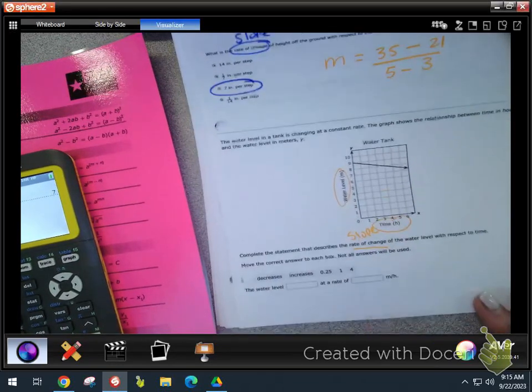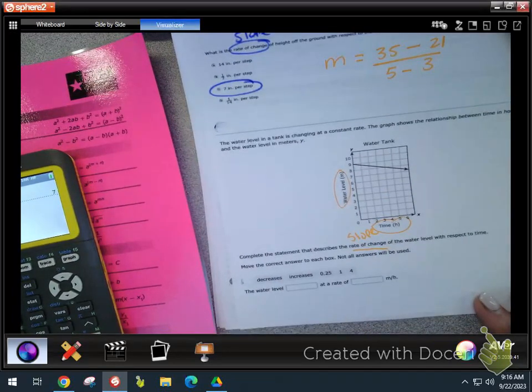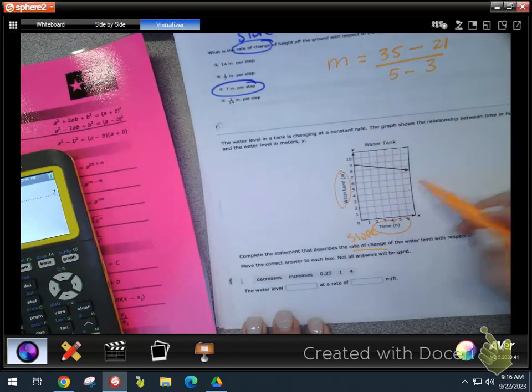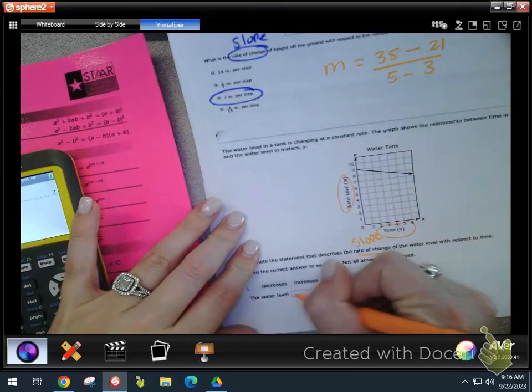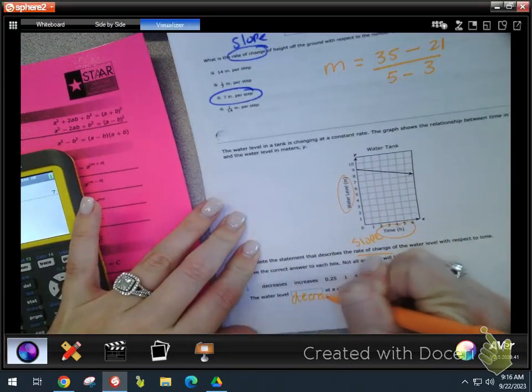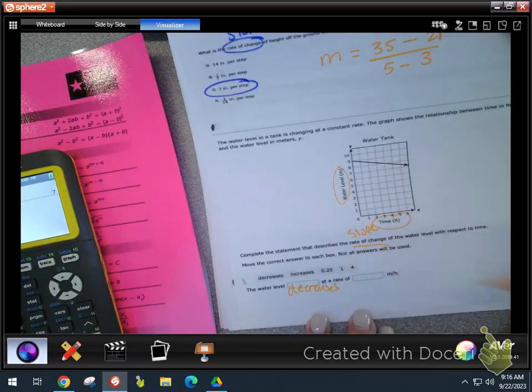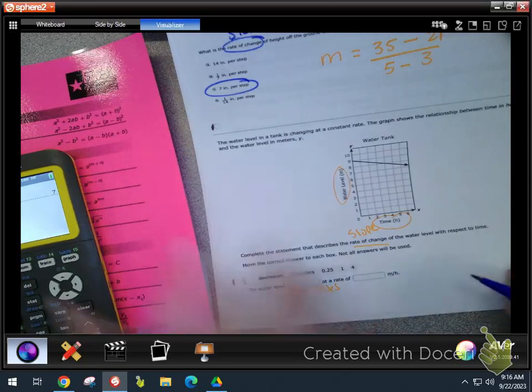So this is one that it was either a drop down or it was like a drag and drop. Okay, so it was, first one was the water level. Look at the graph. Is it decreasing or is it increasing? Decreasing. How do you know? It's going down. So we would say decreases. Or you would drag that, or some of y'all drew arrows, that's fine too. At a rate of, so now we actually need to calculate the slope to figure out what rate it's decreasing by. So how many points do you need to do slope?